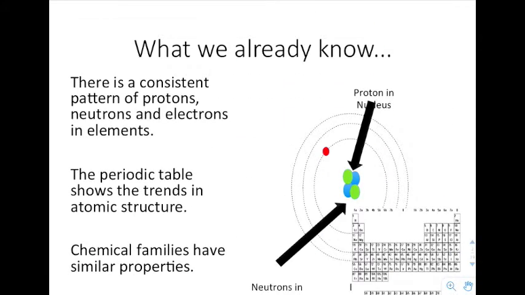And you should be able to generate Lewis dot structures for an atom. Okay, so here's what we know. We know there's a consistent pattern of protons, neutrons, and electrons on the periodic table. And we know the periodic table was developed to show the trends in atomic structure. We also know that elements in similar chemical families have the same properties.